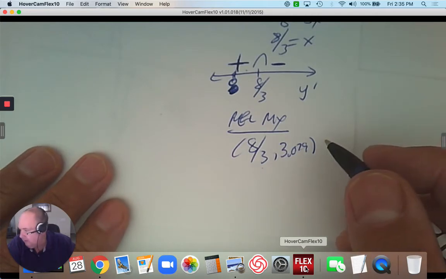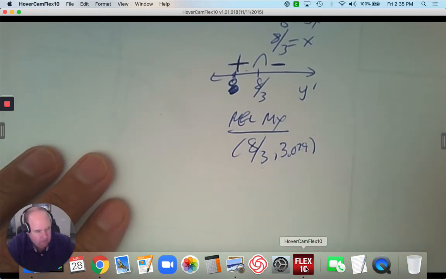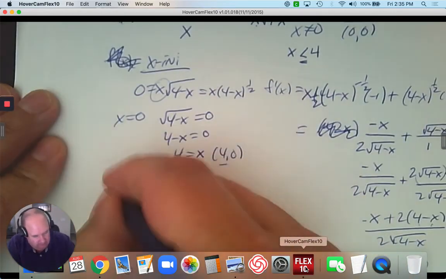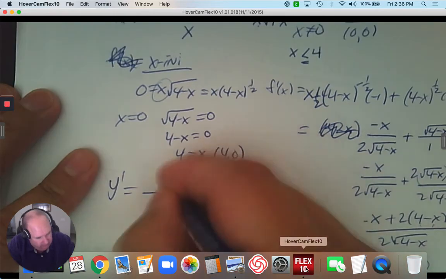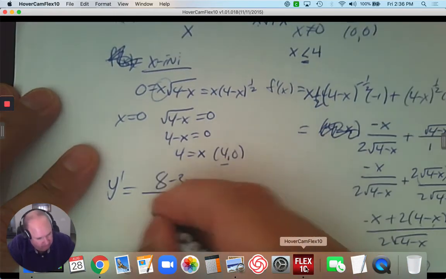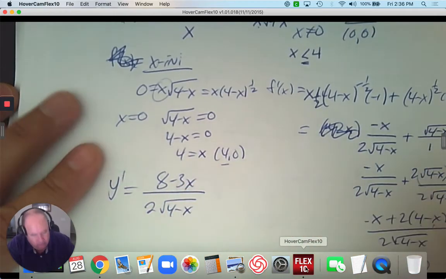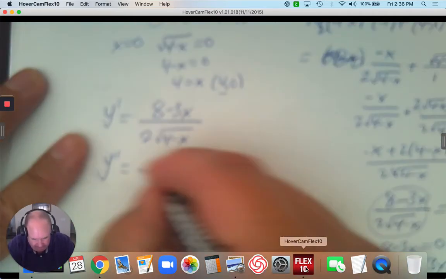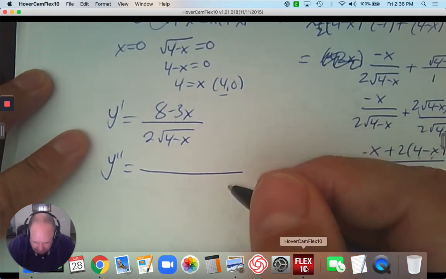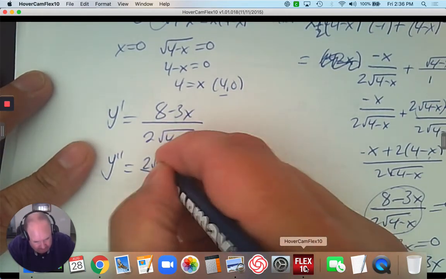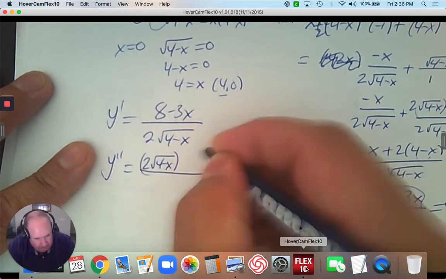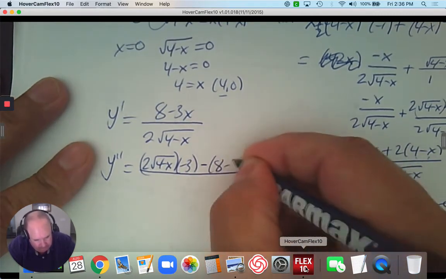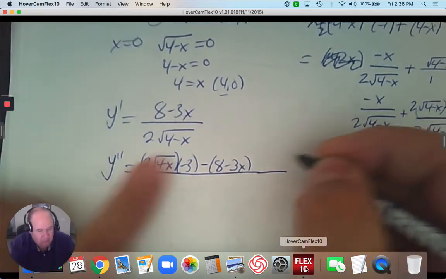We still need to do the second derivative. So let's do that. Right now we have a relative max. The first derivative is (8 minus 3x) over 2 times the square root of (4 minus x). So the second derivative, this is some work. It's the bottom times the derivative of the top, minus the top times the derivative of the bottom.